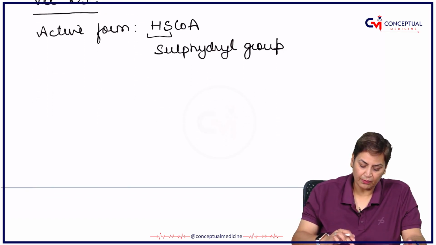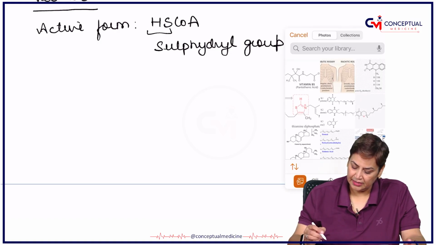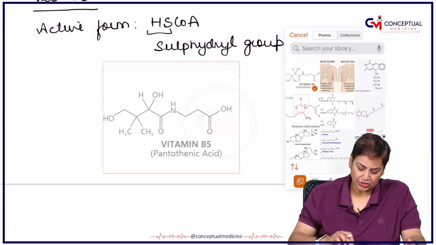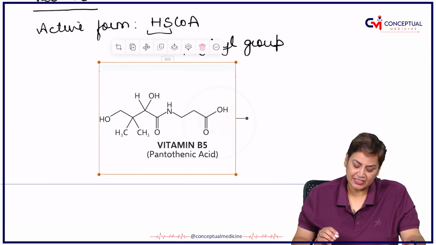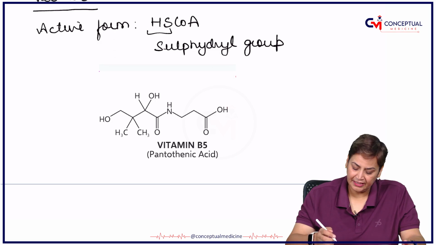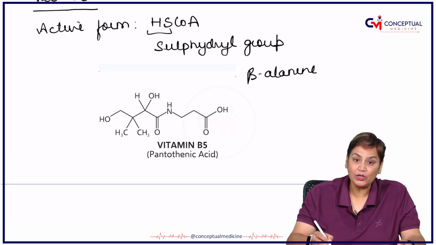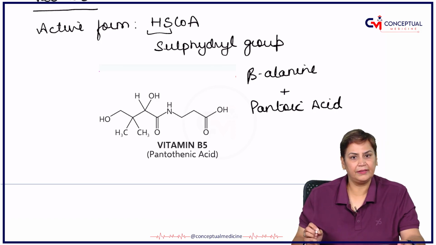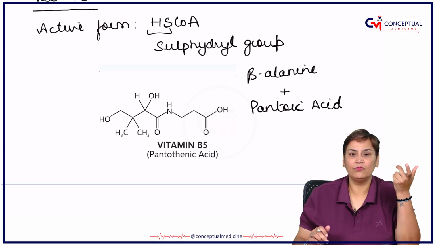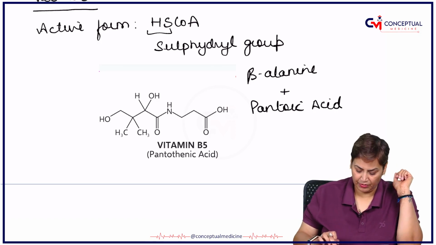Right, and this is the structure of vitamin B5, which consists of beta-alanine and pantoic acid. Now coming over to this, what are the biochemical functions of B5?